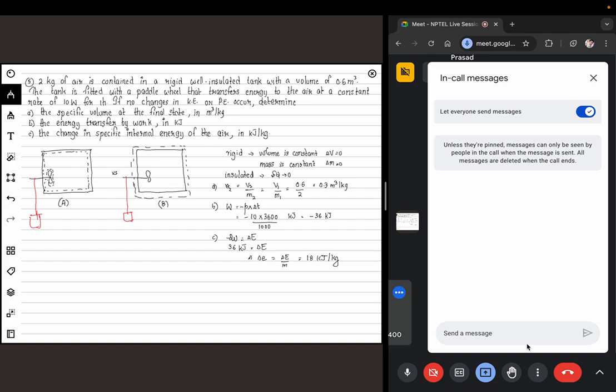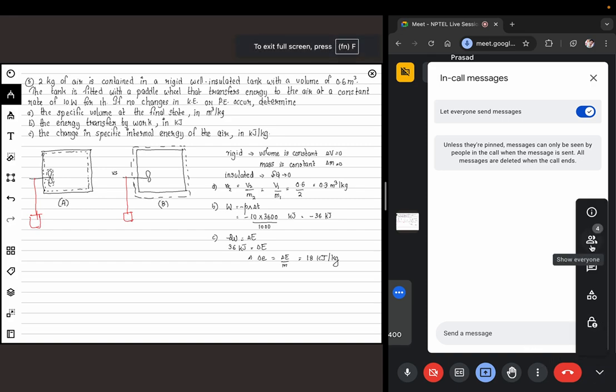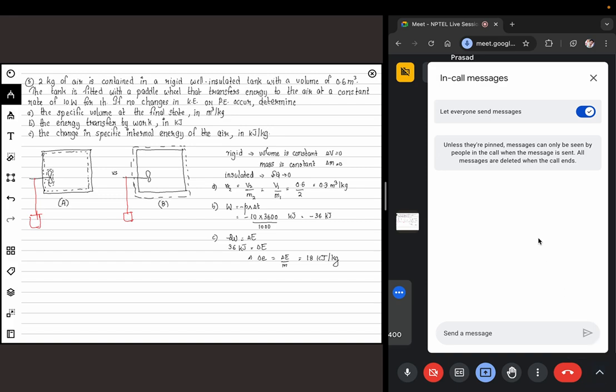Is this clear, or are there any queries? I guess there are no questions, so we'll go to the next problem.